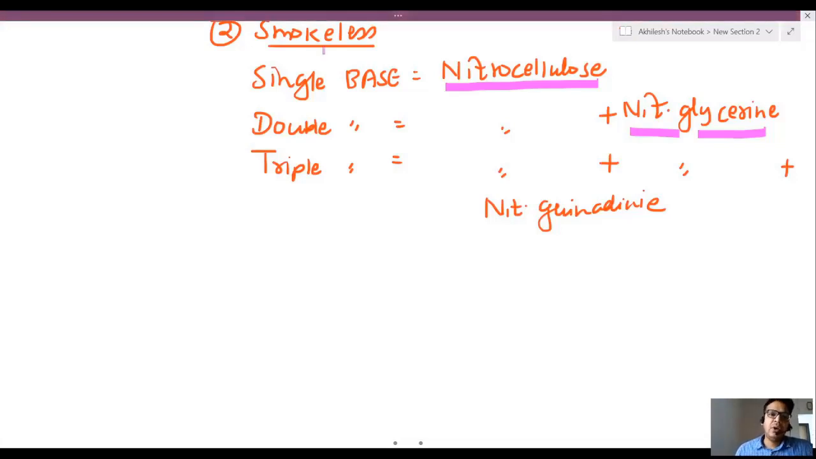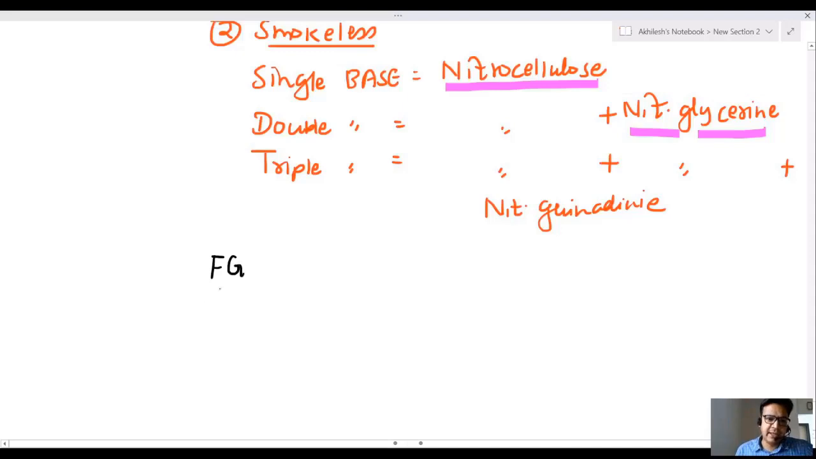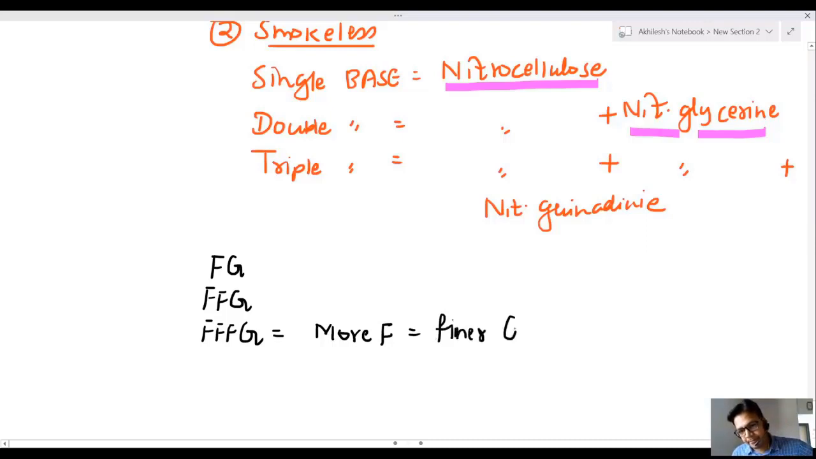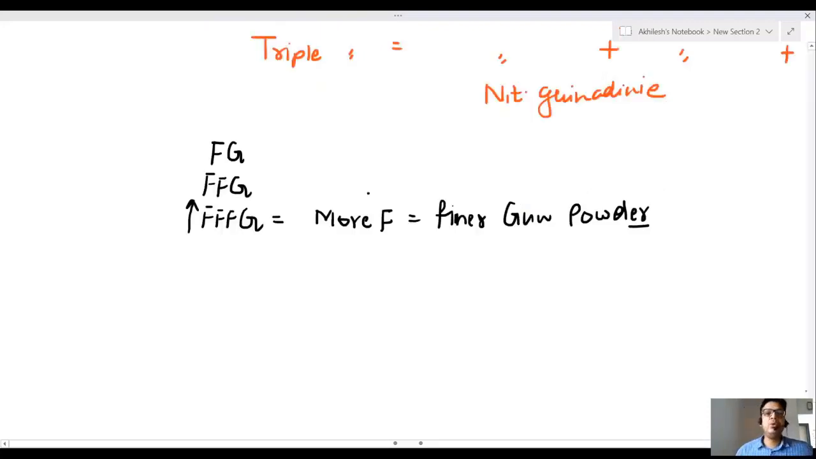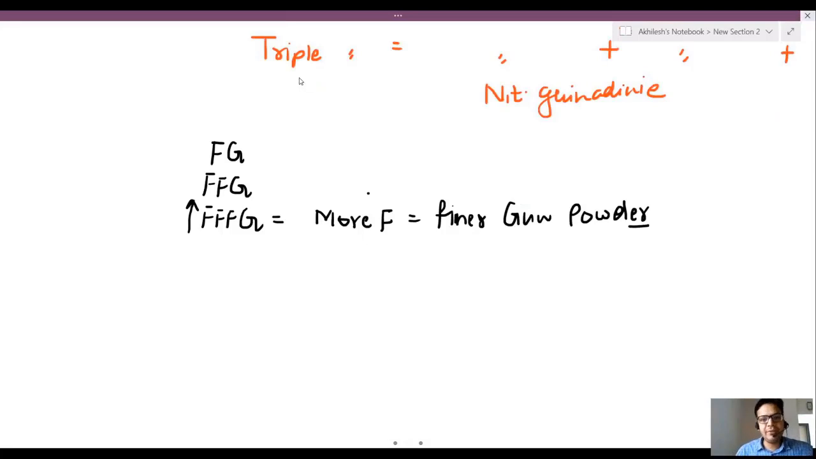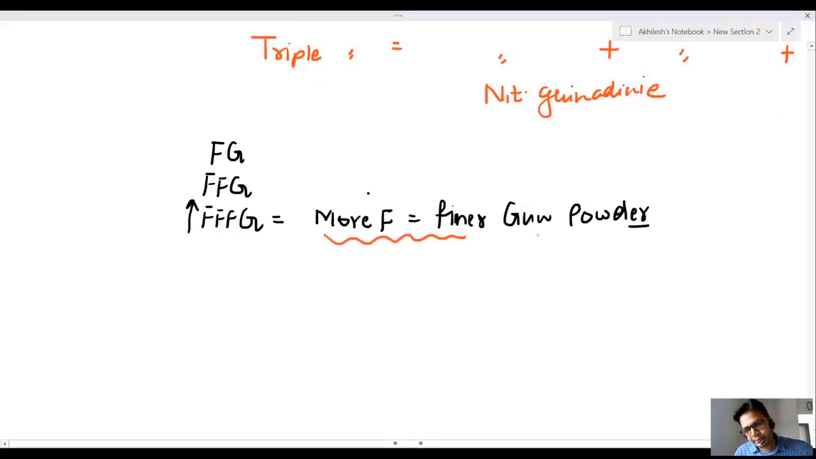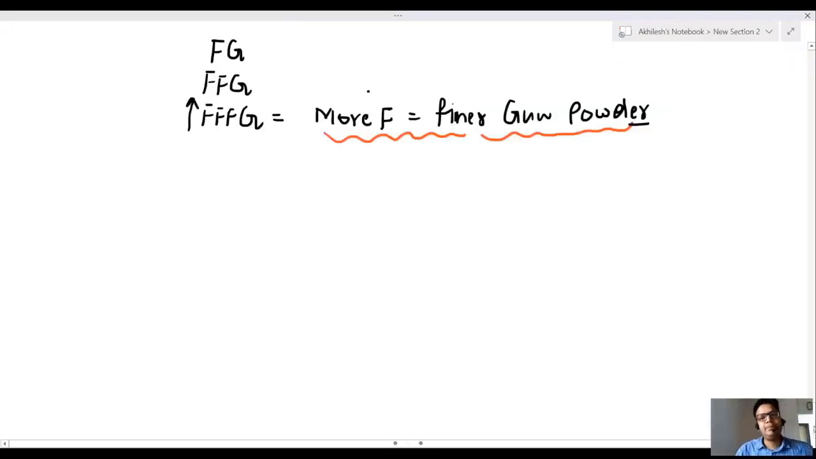Now, sir, on gunpowder what is mentioned? FG, double FG, triple FG. More F means finer gunpowder. More F, finer gunpowder means thin gunpowder. When the number of F is more, gunpowder will be more fine. Yes, absolutely right. That is the meaning of F.